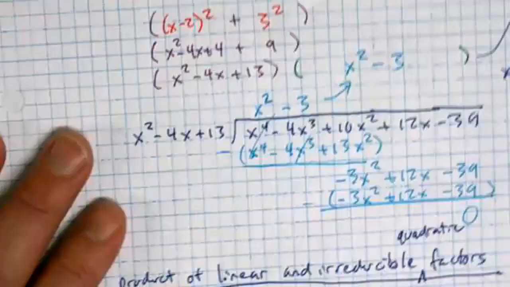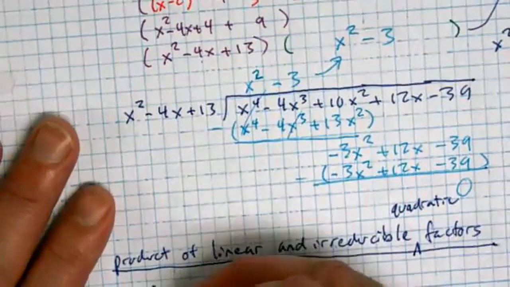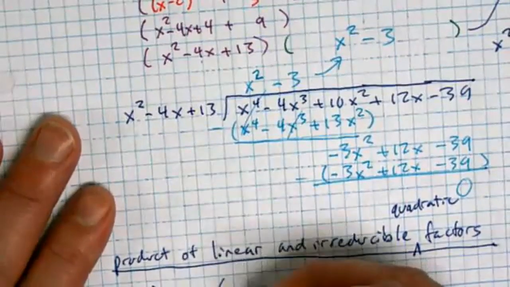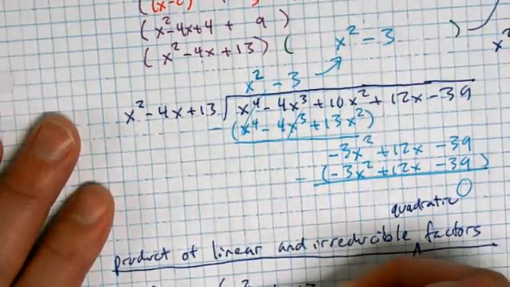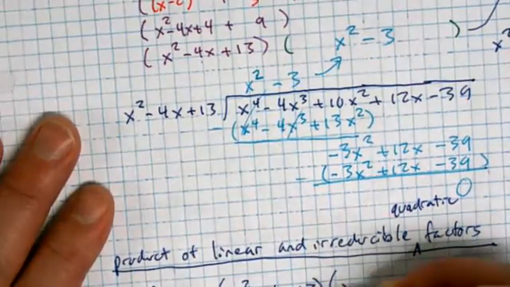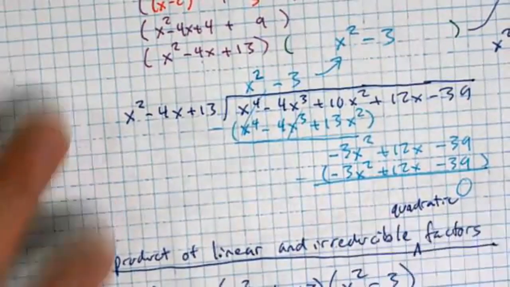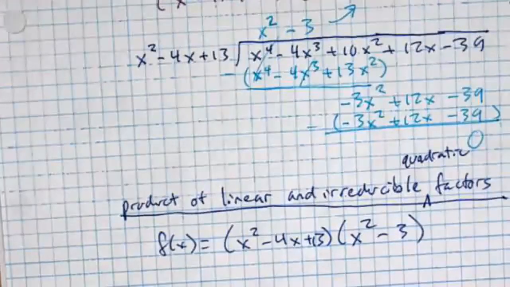So if they asked us for this version of the answer, it would be f of x equals one factor would be x squared minus 4x plus 13. And the other factor would be x squared minus 3. Those are irreducible quadratic factors. Irreducible kind of meaning they can't be factored any further, not without creating factors that have complex numbers and irrational values in them.